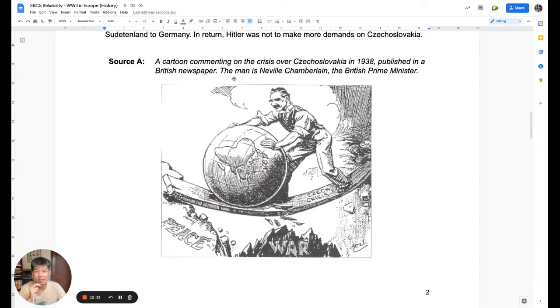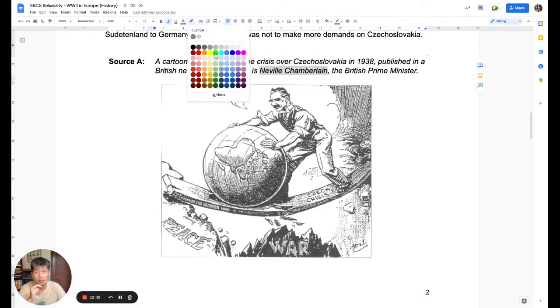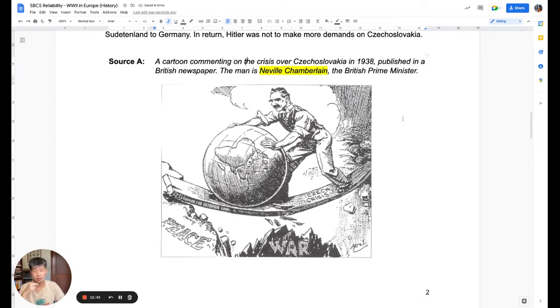So in source A, this is a cartoon in a British newspaper. The man is Neville Chamberlain. Chamberlain is the British Prime Minister. He is one of the key figures in the appeasement of Germany. Appeasement, remember, is the strategy whereby you try to give Germany what it wants so that it doesn't start a war. So let's look at the details of this cartoon.